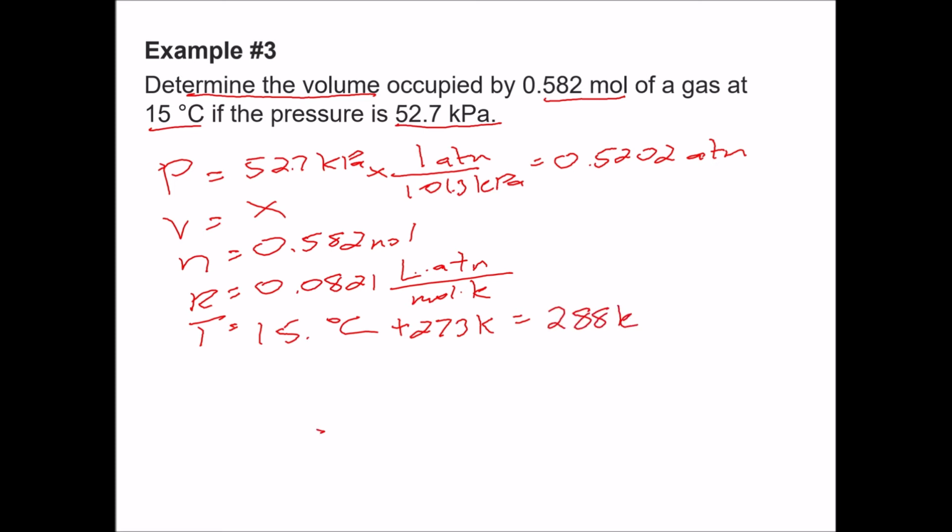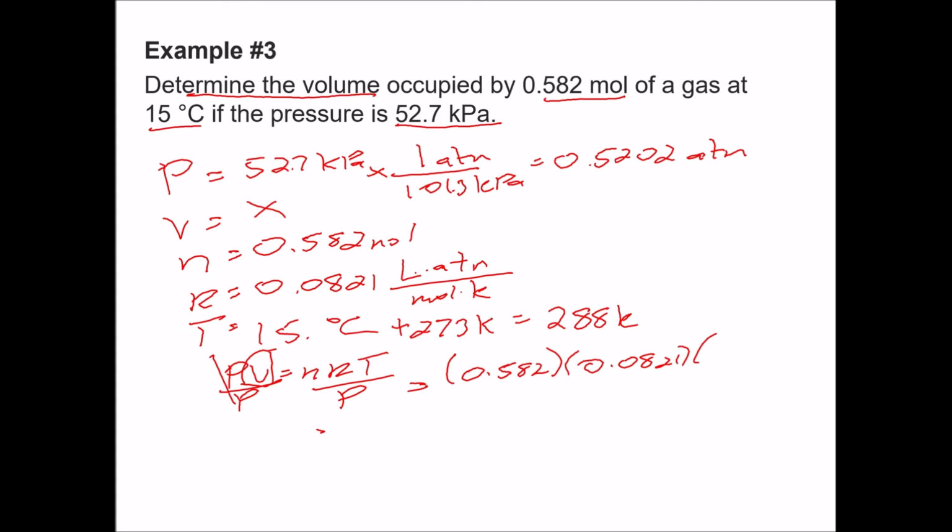All right, so now that all my units are in their correct units, I'm going to use my expression, PV equals nRT. In this case, I am looking for volume. So I have to divide both sides by P. Cancel those out. I'm now going to plug in. n is 0.582. R is 0.0821. The temperature is 288.